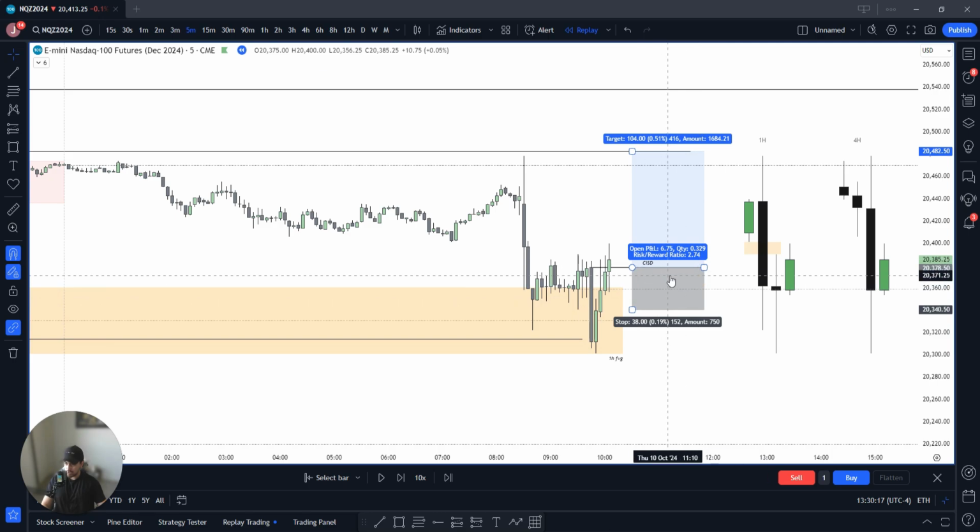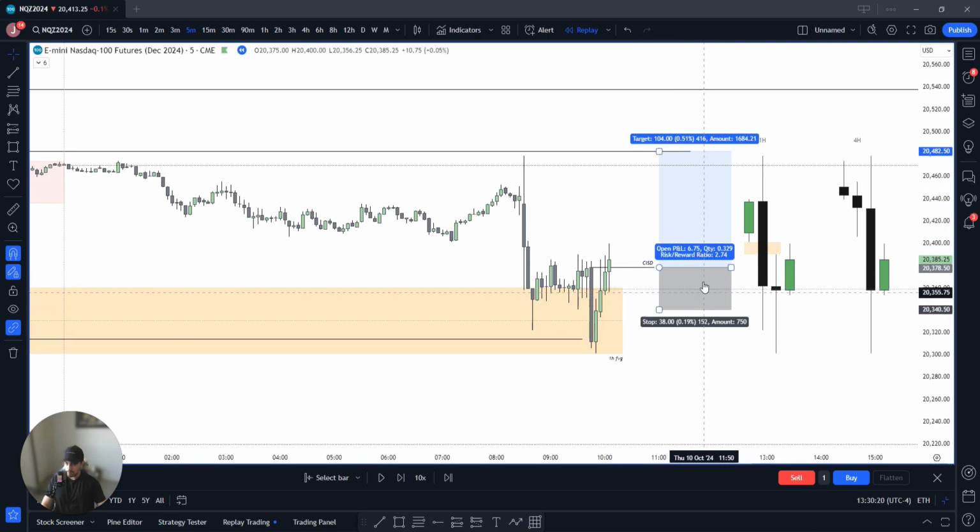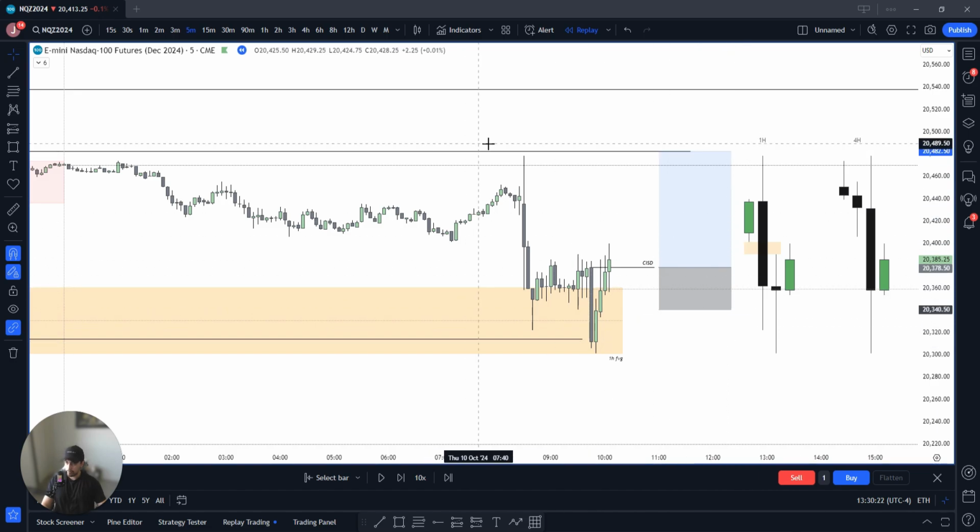So again, we ended up actually taking this trade. This isn't no hindsight BS, right? We actually ended up taking this trade live. I actually called this whole move out live in the group.